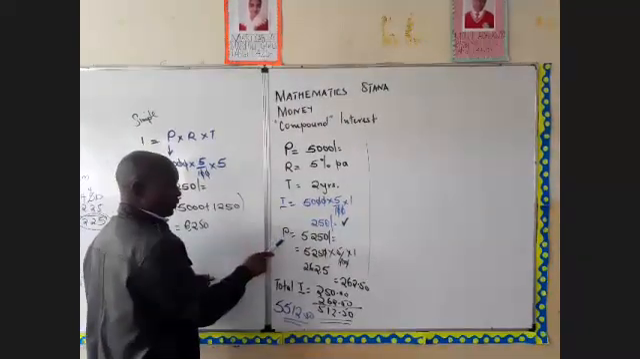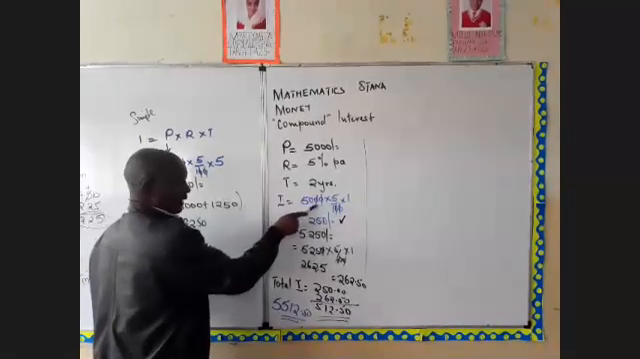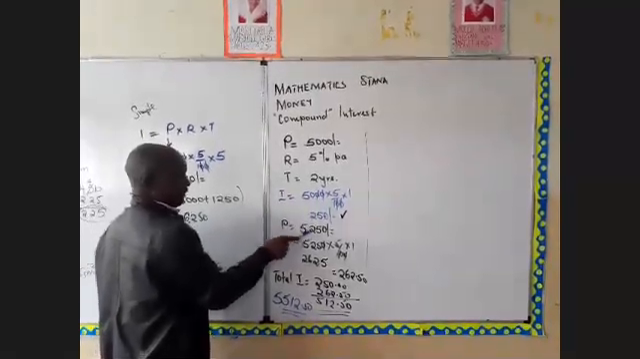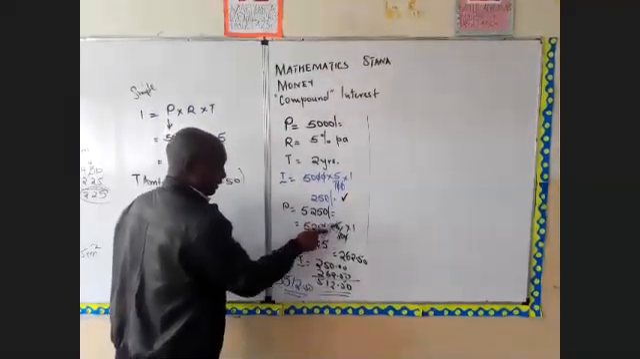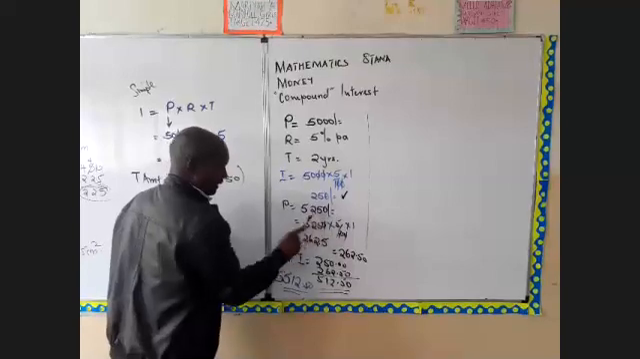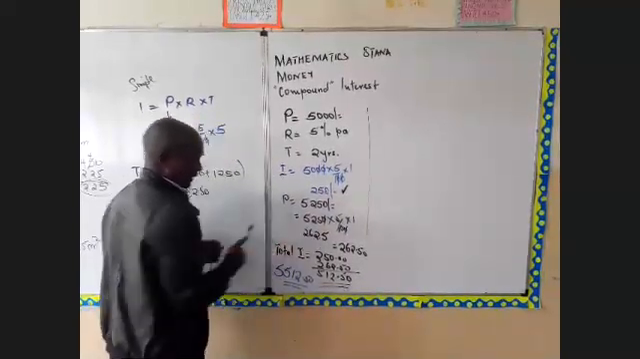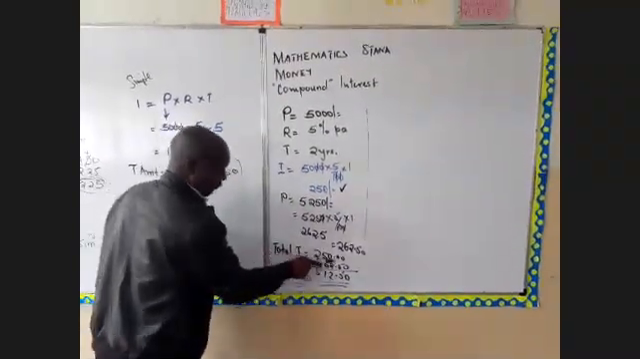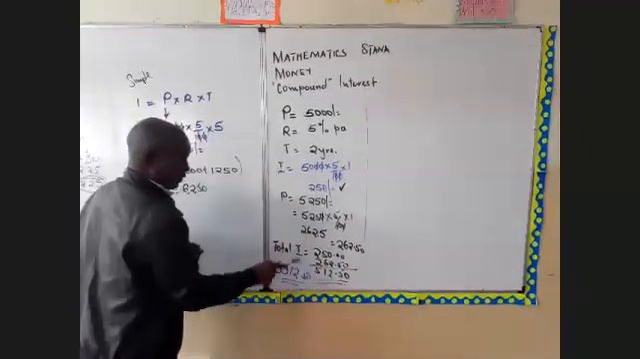When it comes to year 2, the principal changes. The first 5,000 plus the interest earned become 5,250 times the rate, the standard rate of 5%, we get 262 shillings and 50 cents. So total interest earned in the 2 years: 250 for year 1, 262 shillings and 50 cents for year 2.